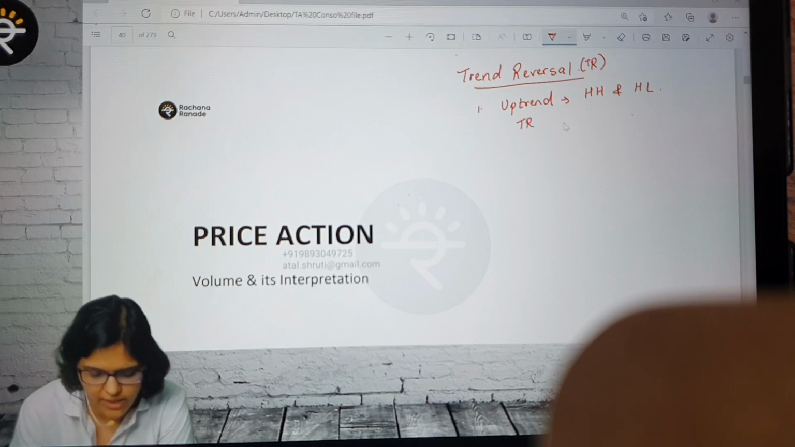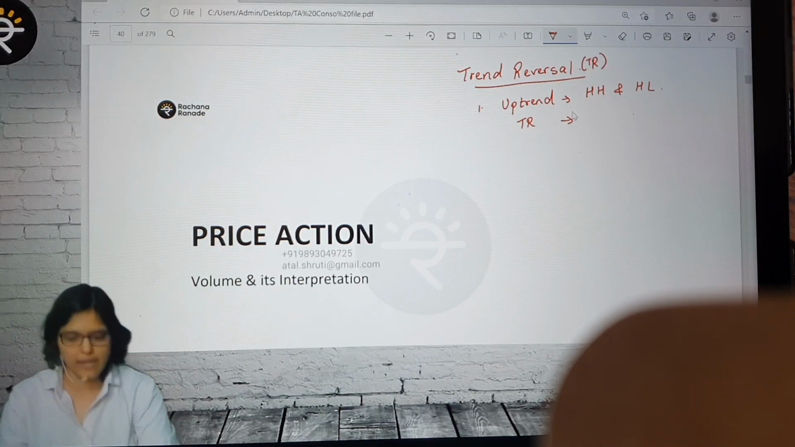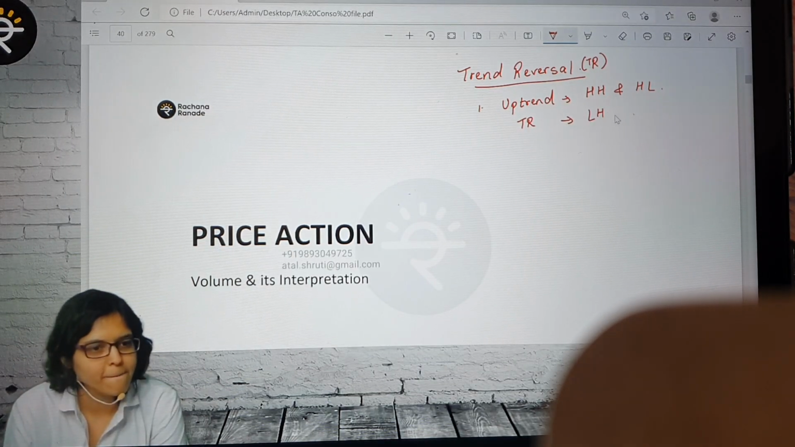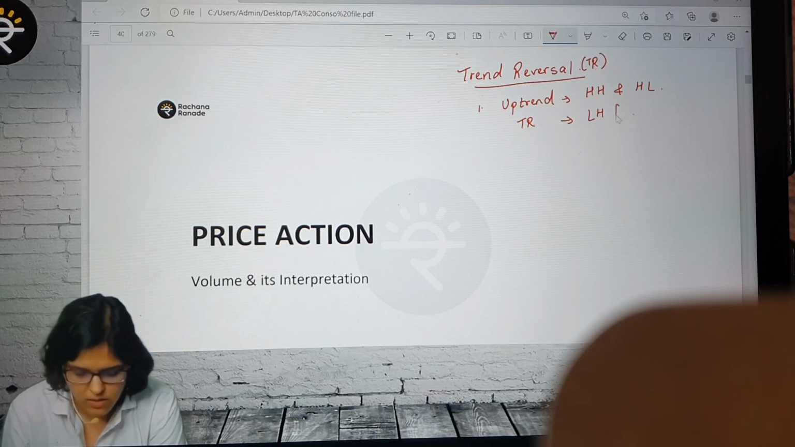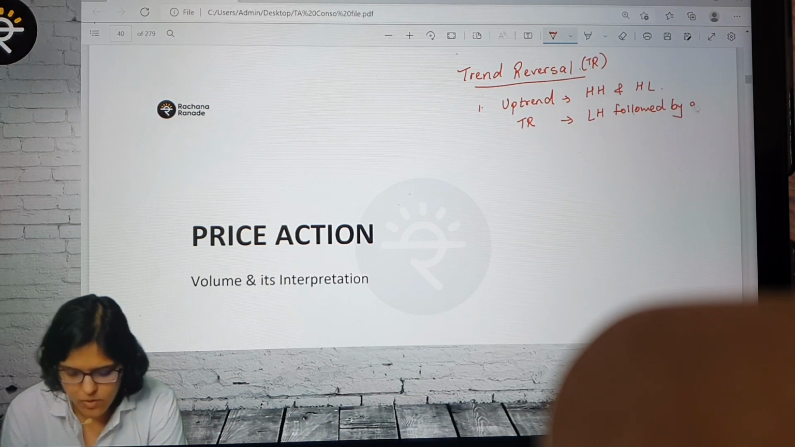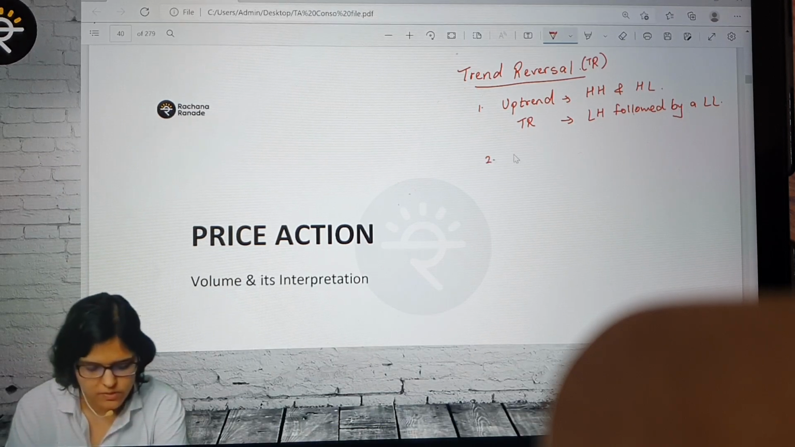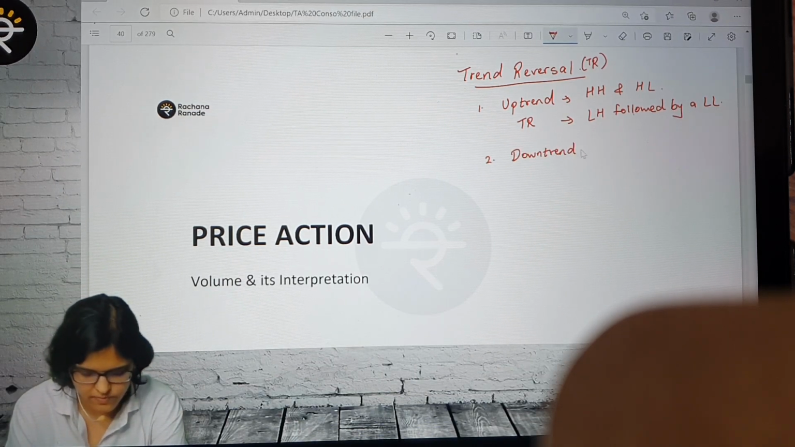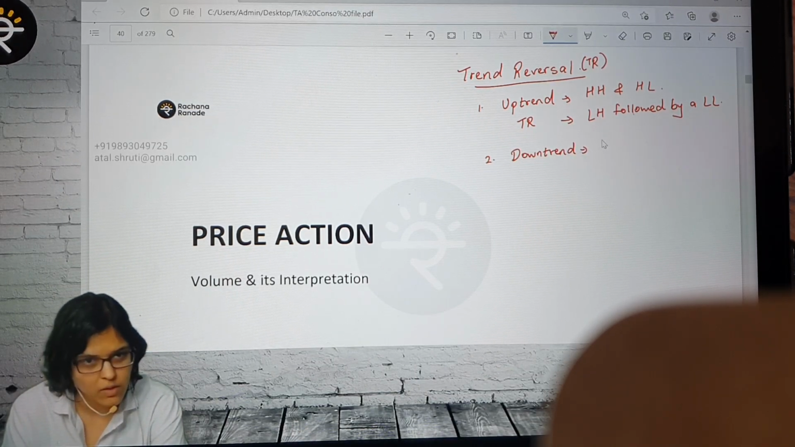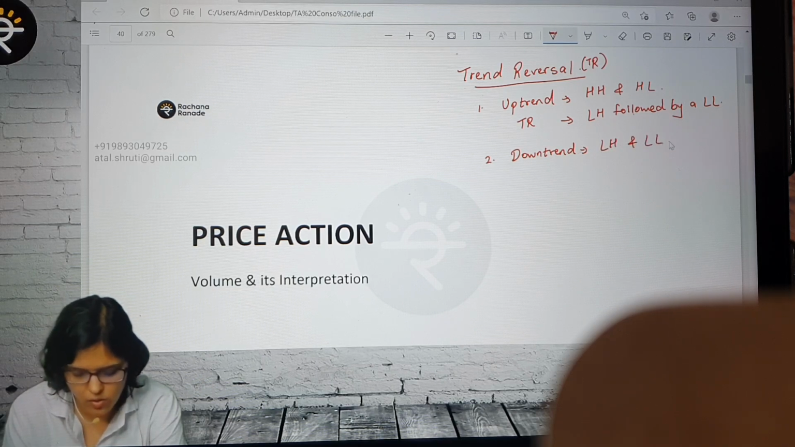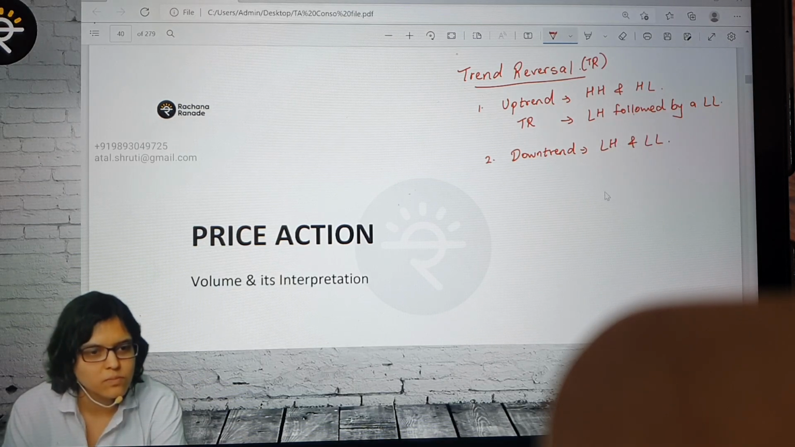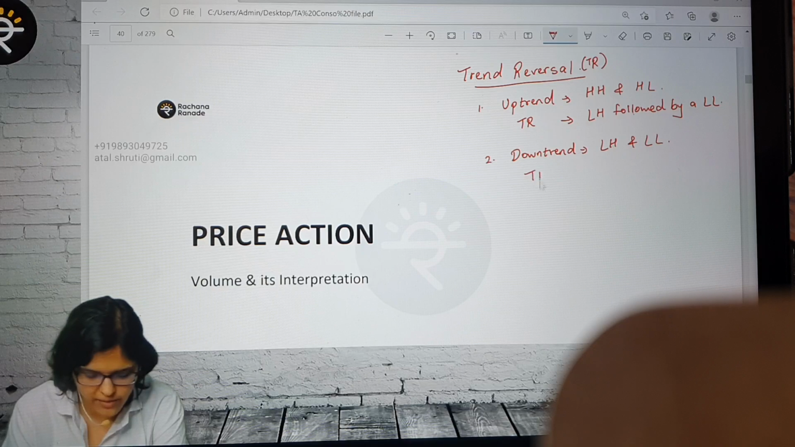Simplicity. Tell me, for uptrend, what will be the first sign of trend reversal? Lower high. And then it will be followed by a lower low. Tell me, for downtrend what will happen? Lower high and lower low. And what will be the trend reversal?